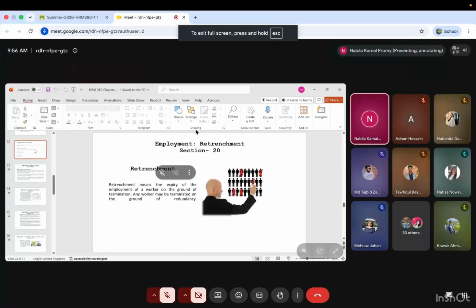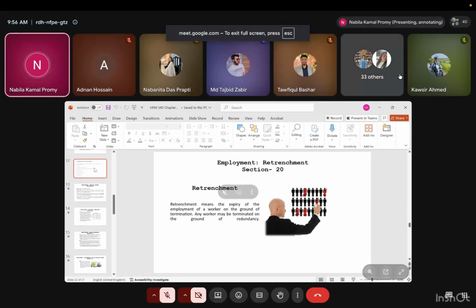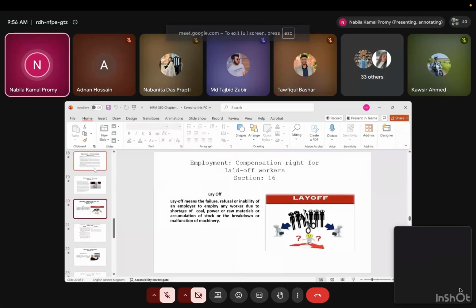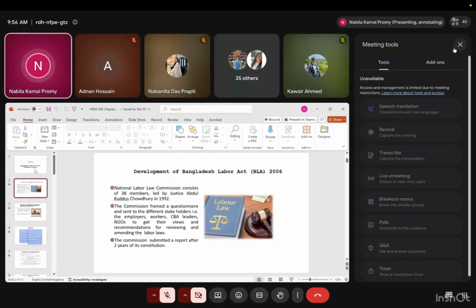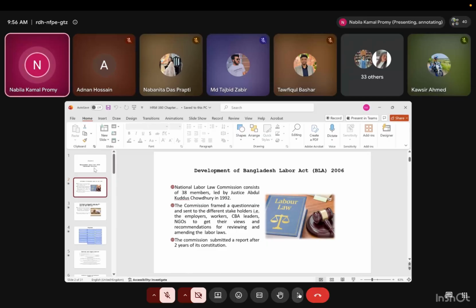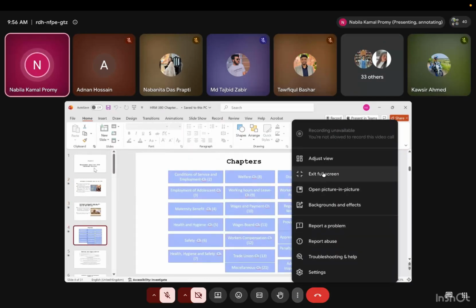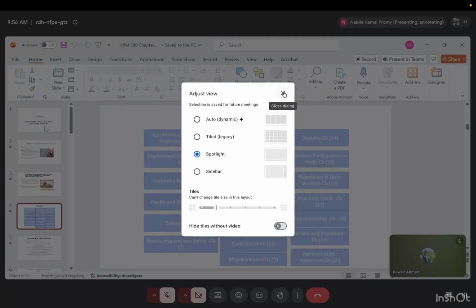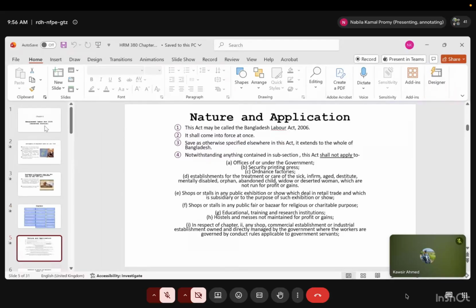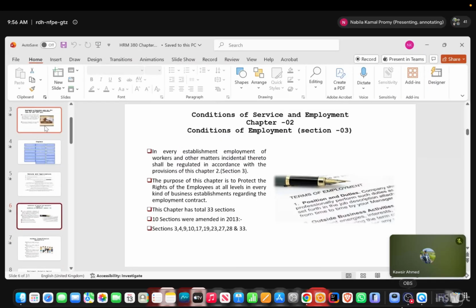Exam syllabus. This chapter basically discusses major contents of labor law, Bangladesh labor law. So we started the chapter in our last class. Just a quick revision, we started discussing how Bangladesh labor law came into action, or a very brief history of Bangladesh labor law. Then we got introduced to different chapters of Bangladesh labor law. After that, we started talking about different chapters of Bangladesh labor law.